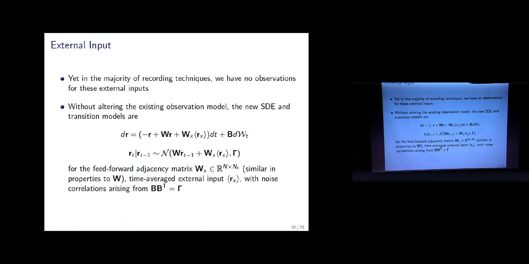So they take on the role of latent variables. And so you can update the FCEs and transition models as follows. You add a mean drive from some external adjacency matrix that's very similar in structure to the recurrent, but typically rectangular, because you typically have more or fewer neurons. And then you also now have correlated noise terms, where B is the Cholesky decomposition of the external covariance matrix gamma.